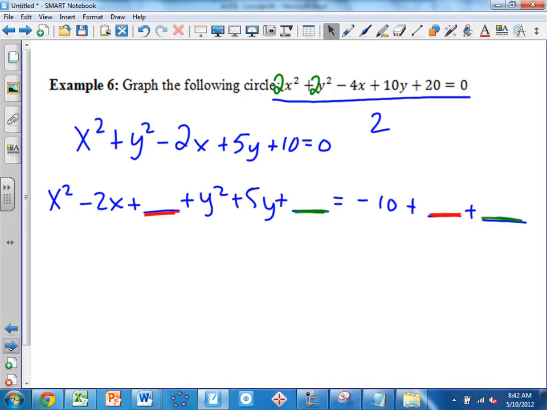So what's half of 2 over here? What's the square of 1? 1. The square of 1 is 1. What's half of 5? 2.5. Square that. 6.25. Very good.